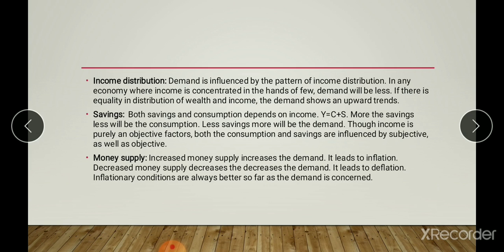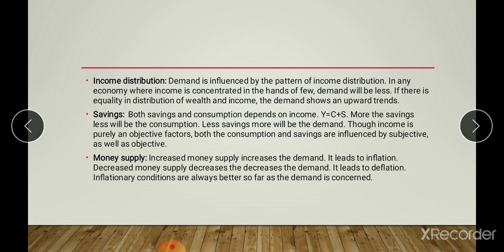And the next one is savings. Both savings and consumption depend on income. That is Y equals C plus S: income is equal to consumption plus savings. The more the saving, the less will be the consumption, that means less demand. The less the saving, the more will be the demand. If saving is more, there is less demand for goods and services; if there is less saving, there is more demand. Though income is purely an objective factor, both consumption and savings are influenced by subjective as well as objective factors.